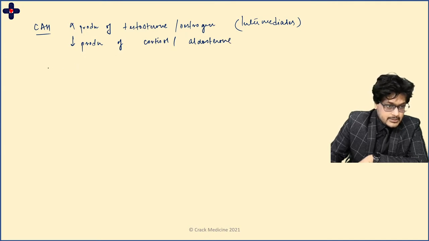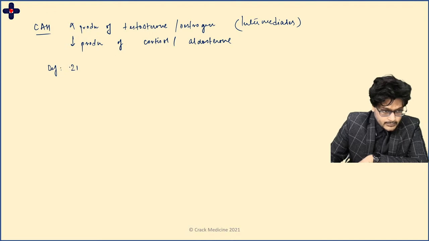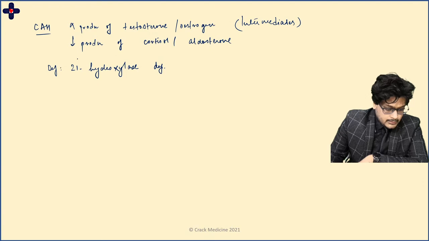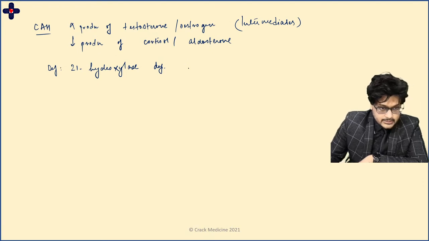What is the deficiency? The deficiency is 21-hydroxylase deficiency. Okay, right, so this is the most important deficiency.